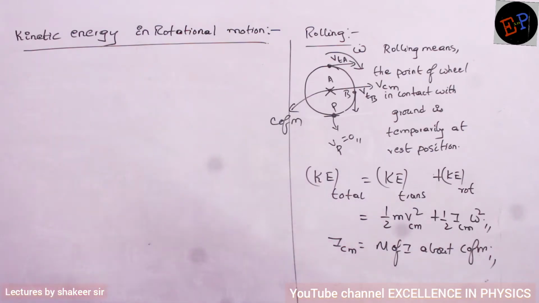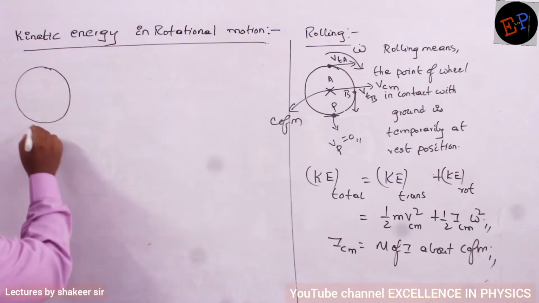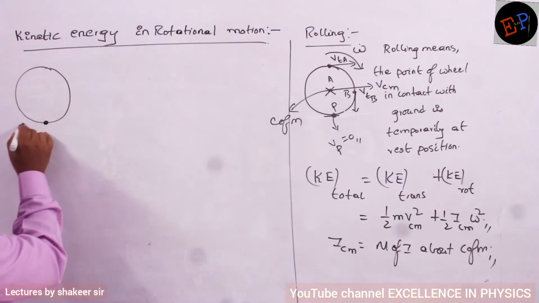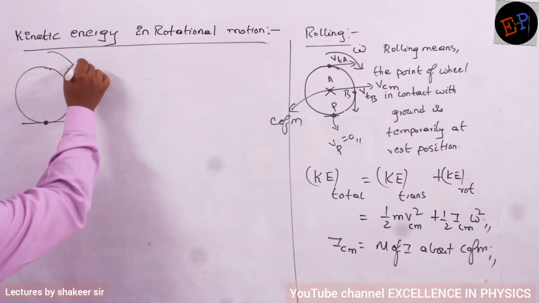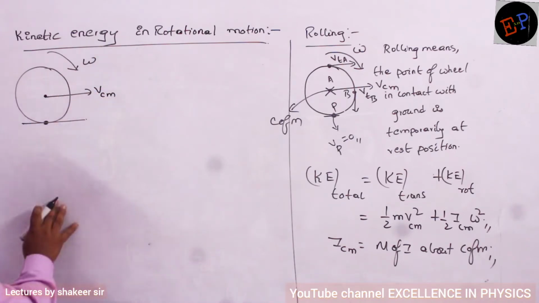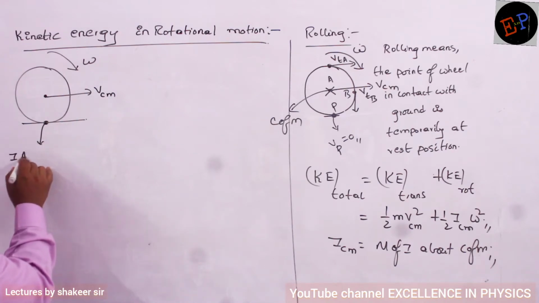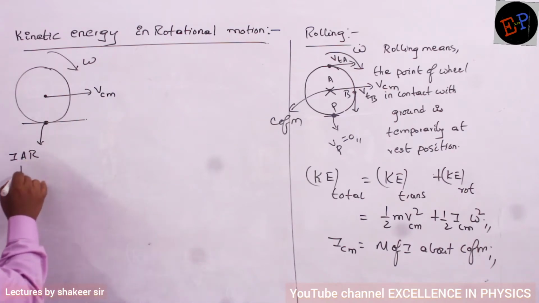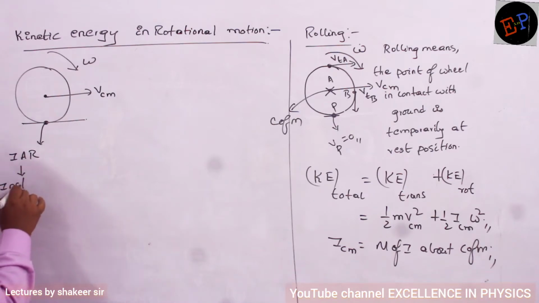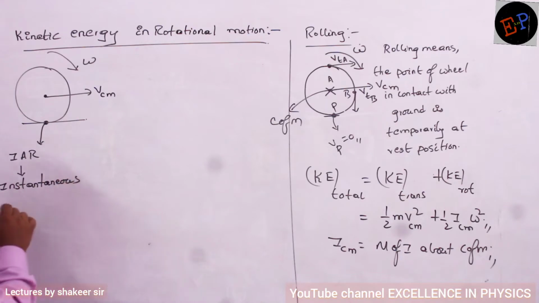Clear, no? So for example, if this is the rolling body, rolling with an angular velocity of omega, and the velocity of center of mass is Vcm, this point I can take as the IAR, or you can call it the instantaneous axis of rotation.